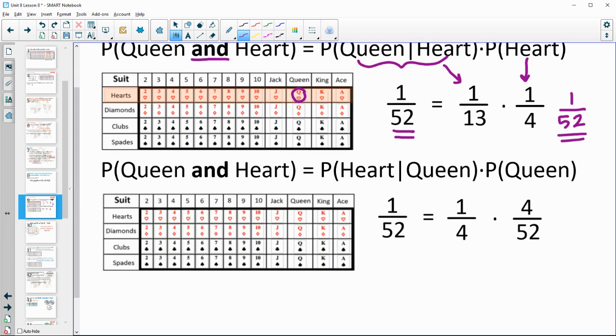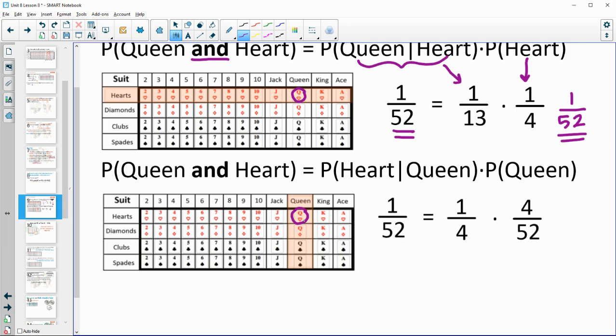Then in this second one, it says, again, the probability of a queen and a heart, which we already know is 1 out of 52. Okay, we looked at that. Now it's putting the condition that we know that it's a queen. So if we already know that we've drawn a queen, what's the probability that it's a heart? Well, that's a 1 in 4 chance.